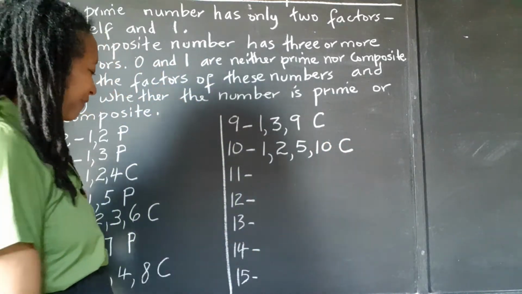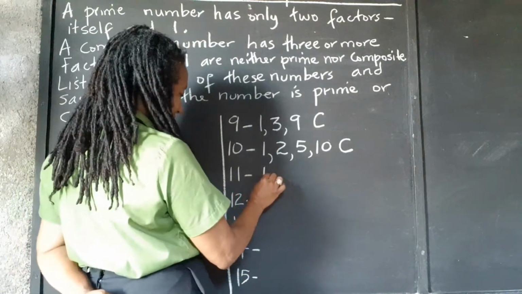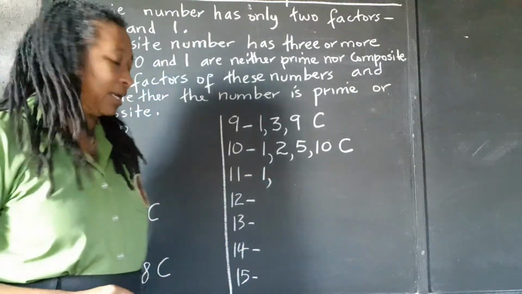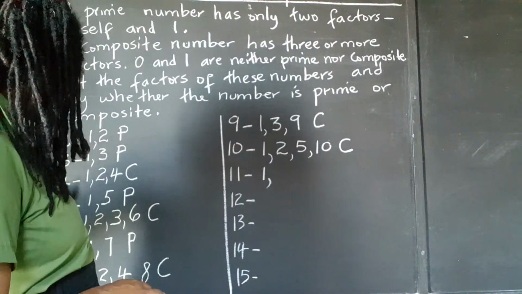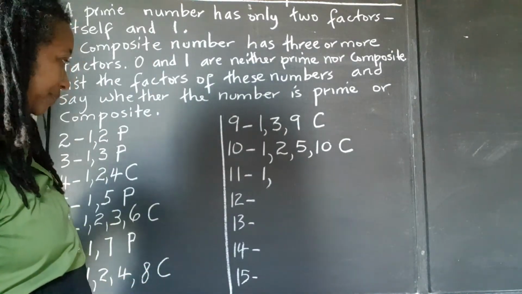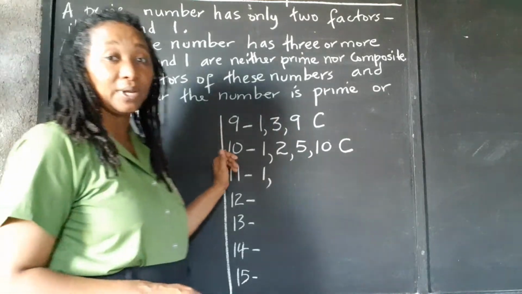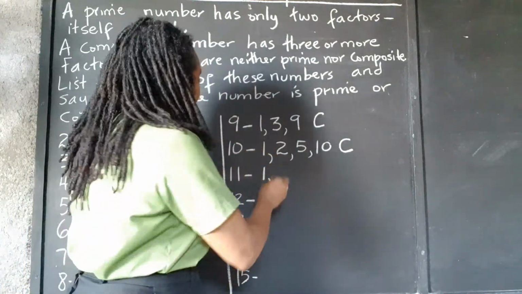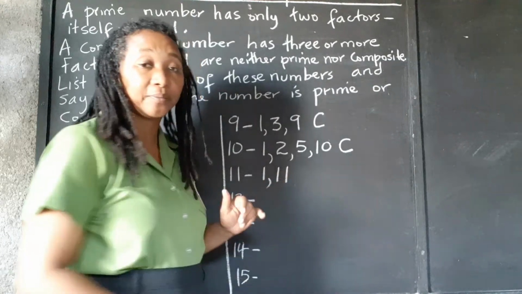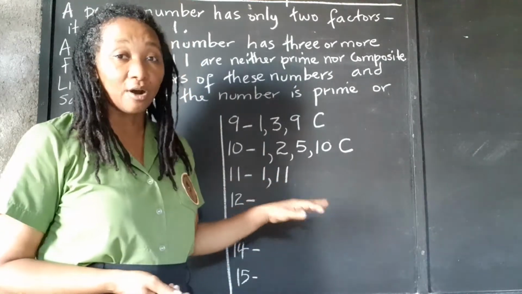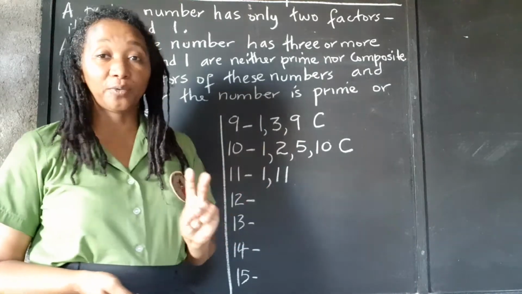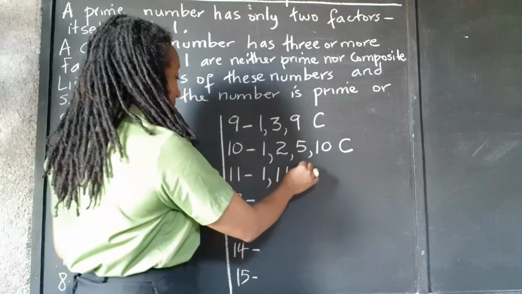How about 11? Okay, so 1 can go into 11. Is there any other number that can go into 11? Any of these can go into 11? No, they can't. These can't go without leaving a remainder. So it's just the 1 and the 11. So we know that 11 is not composite. It only has 2 factors. It is a prime number.